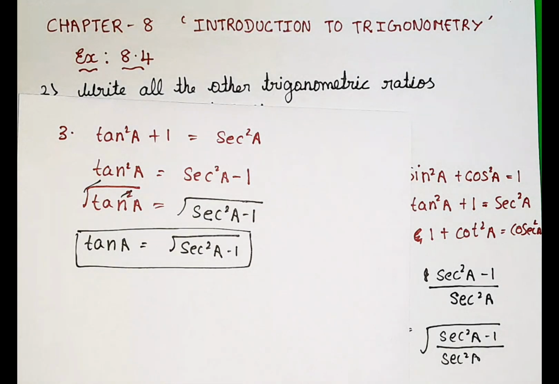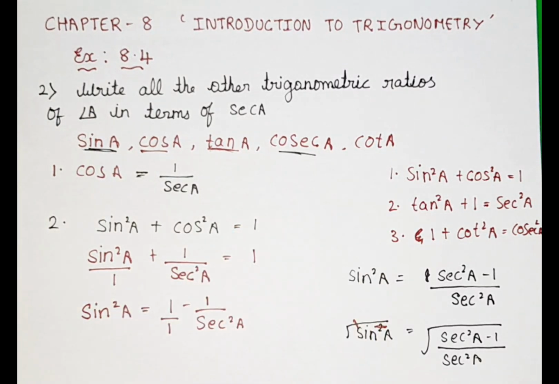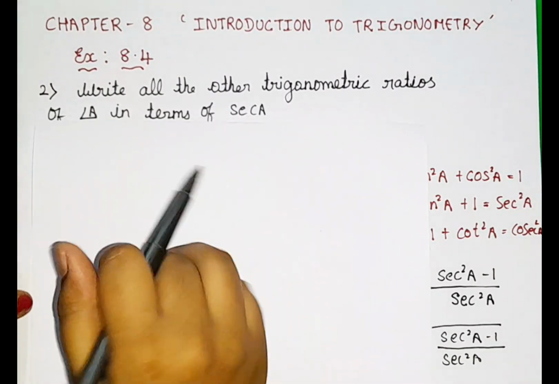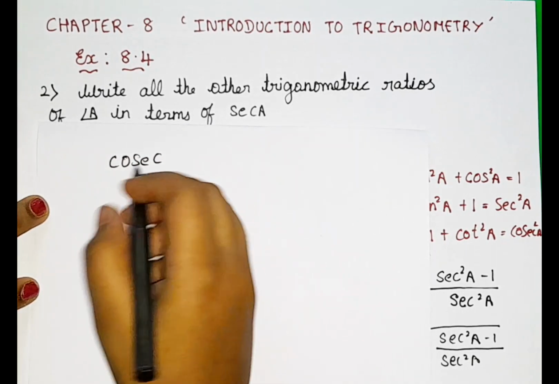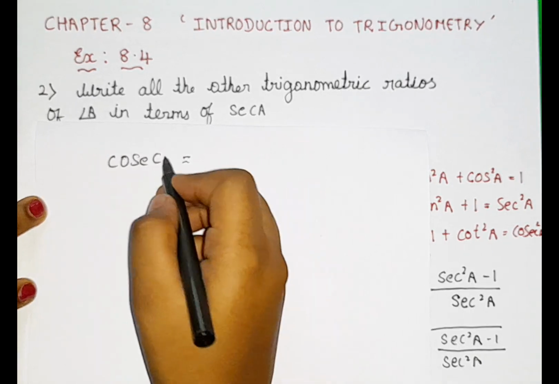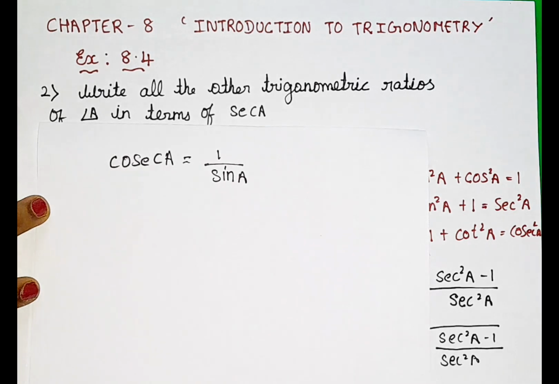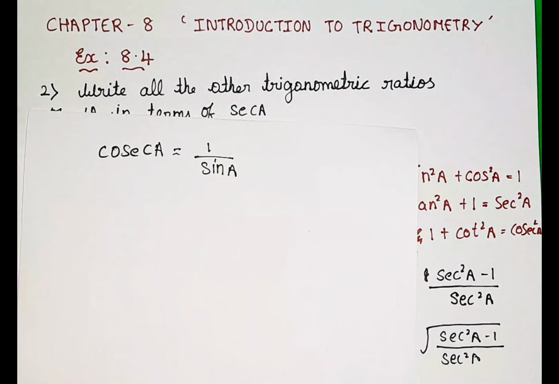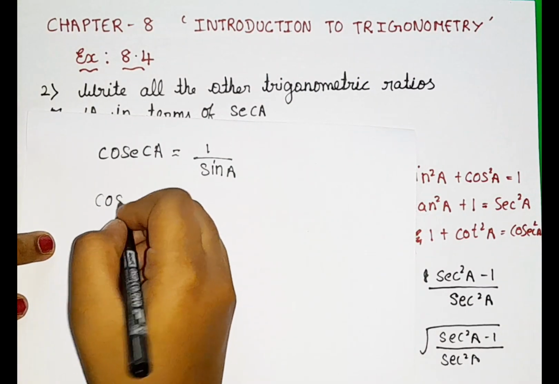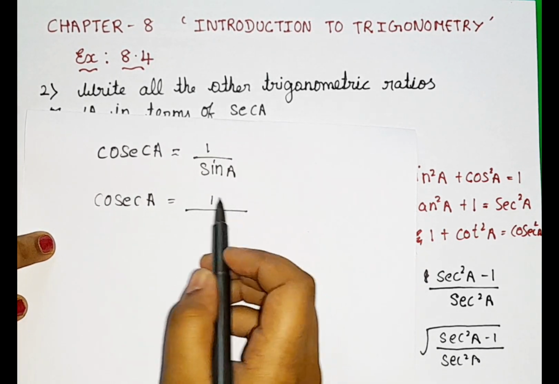Alright. Next we have cosecant A, so let us solve it for cosecant A. Since we have a formula for cosecant A, that is 1 by sin A, we can write cosecant A as it is, equal to 1 divided by sin A.